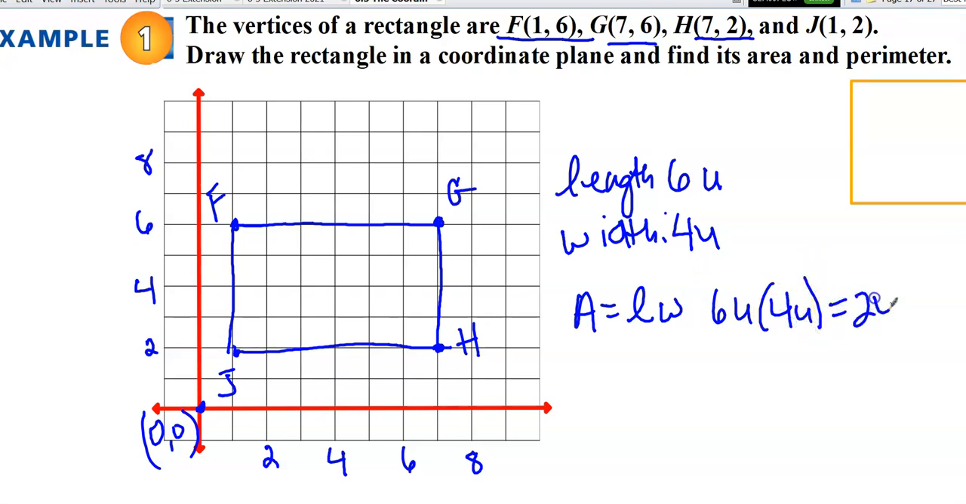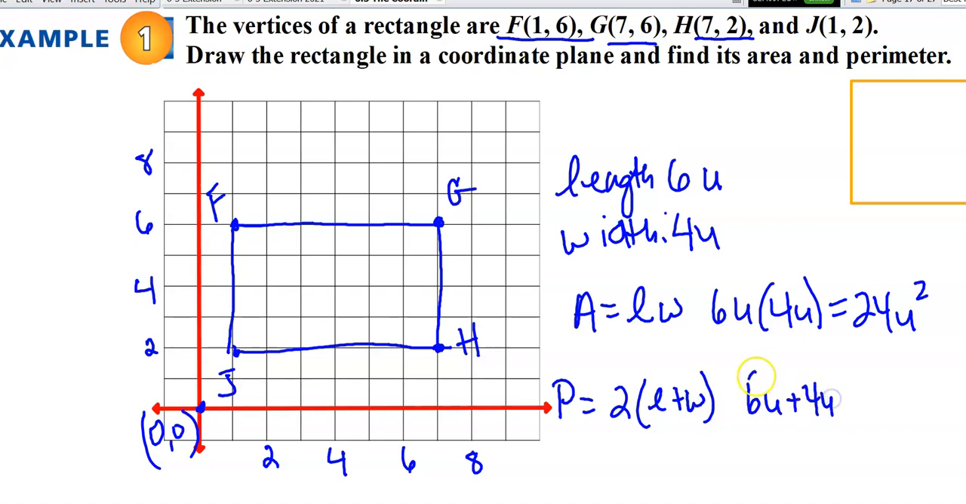And I get 24 units squared for the area. And the perimeter, maybe I'll use my fancy formula, 2 times (L plus W). So I'm going to write 6 units plus 4 units times 2. 6 plus 4 is 10 units times 2 is 20 units. And remember, it's not squared because I'm just measuring a one-dimensional length.